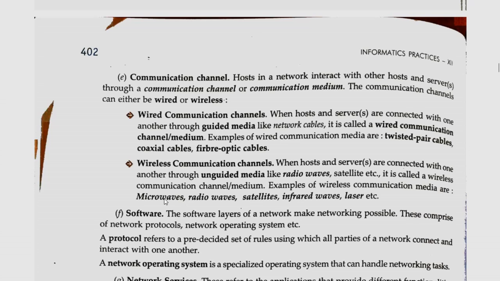So these are the options for us: the microwaves, radio waves, satellites, and infrared waves. All these are going to work wirelessly for network communication.